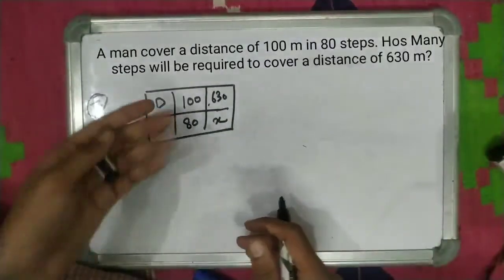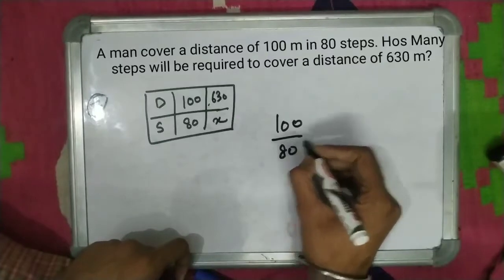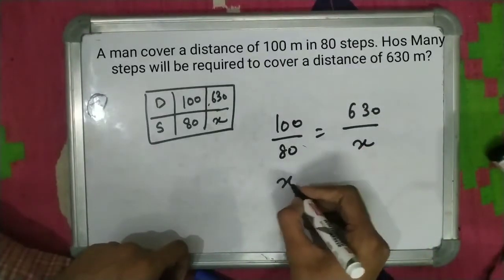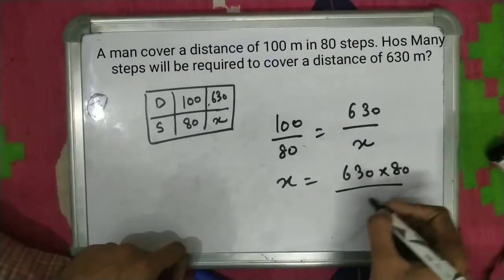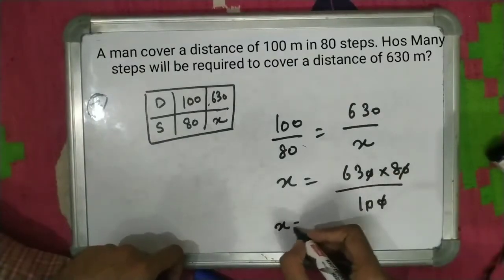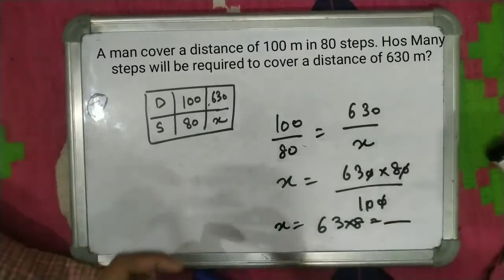So again, make the ratio 100 upon 80 is equal to 630 upon x. Find the value of x. 630 into 80 divided by 100, cut the zeros, the answer is 63 into 8. You will get the answer.